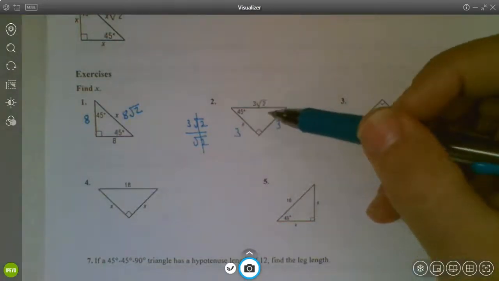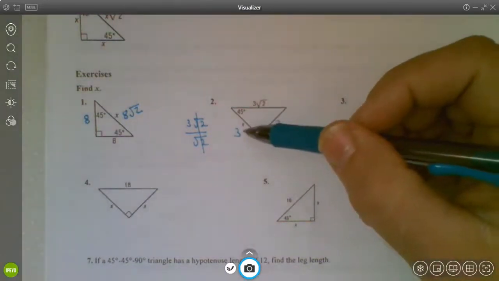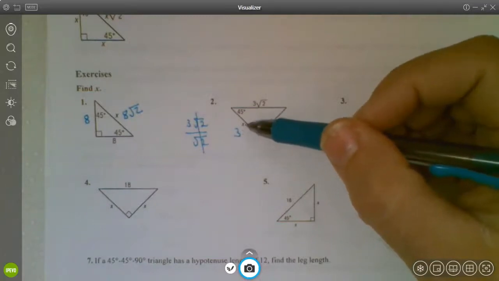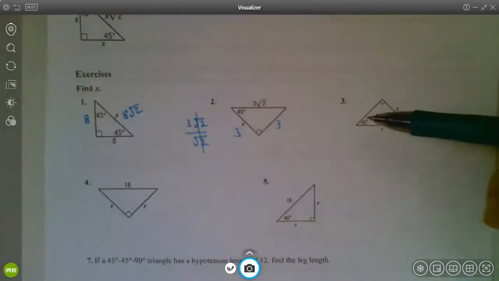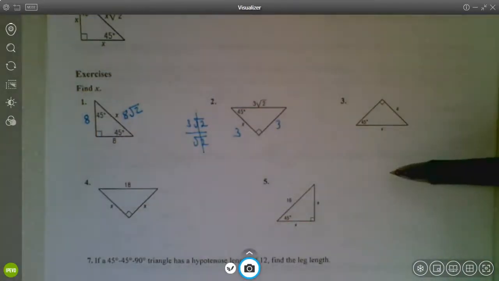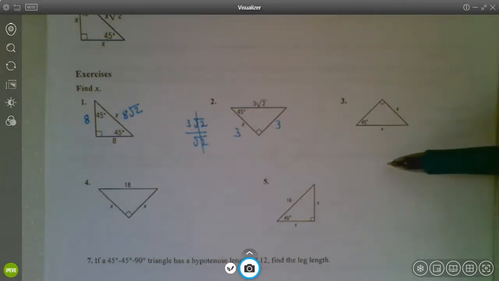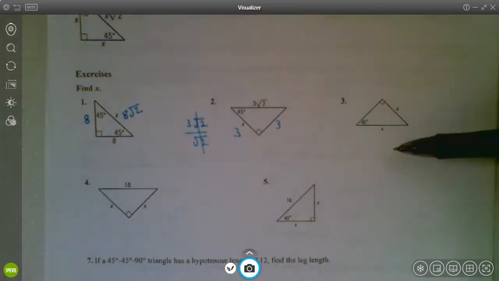Notice this now fits if I go the other way. If this leg is 3, well, yeah, if I multiply this by the square root of 2, I get 3 root 2 for the hypotenuse. So I know I'm good with my pattern, so we can just move on to the next one here. You're welcome to pause and give any of these a try on your own ahead of me, but I'm going to go through all these examples so you can see plenty of examples.